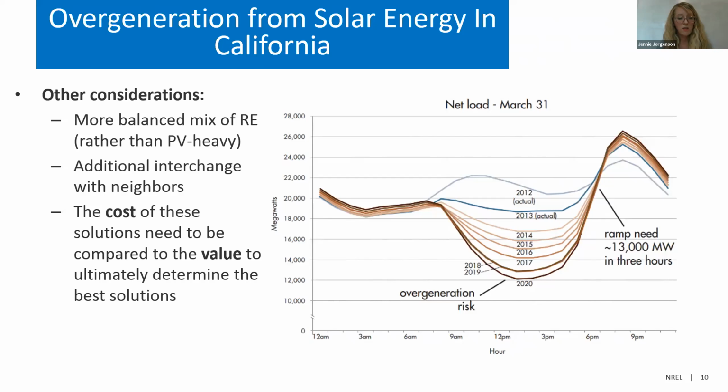But the bottom line is really that California must weigh the costs of these solutions with the benefits to determine the best way for them to integrate more renewables onto the system, especially as they head towards 100%.